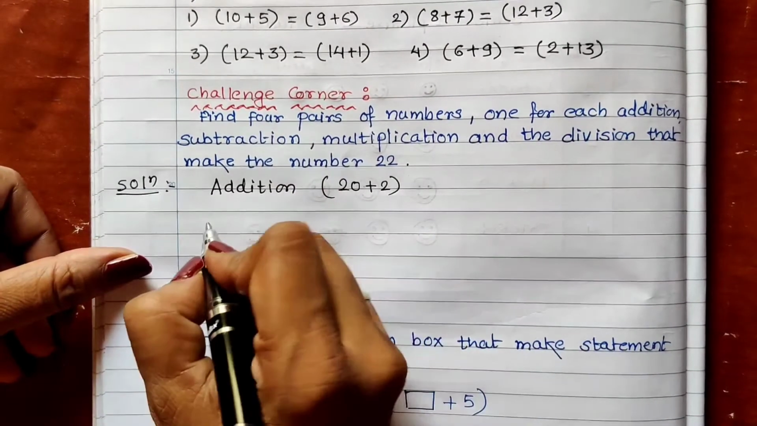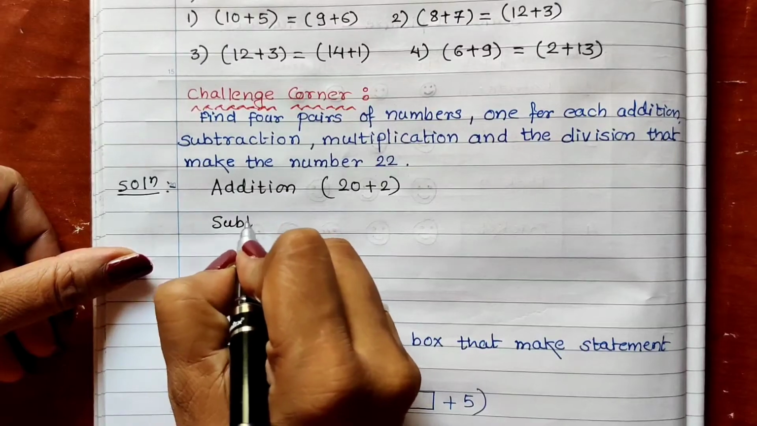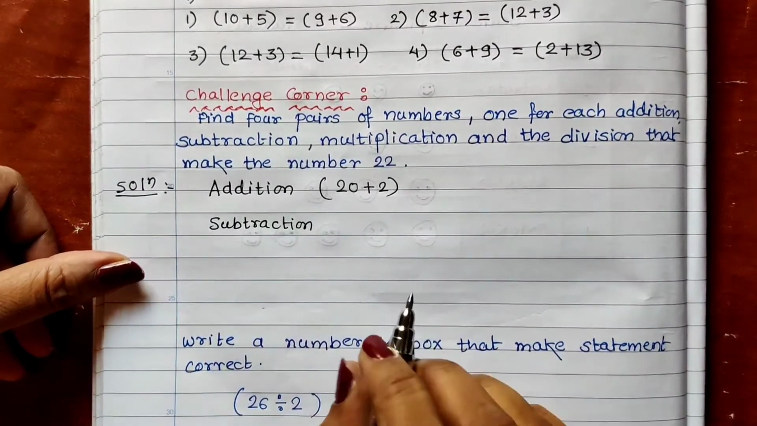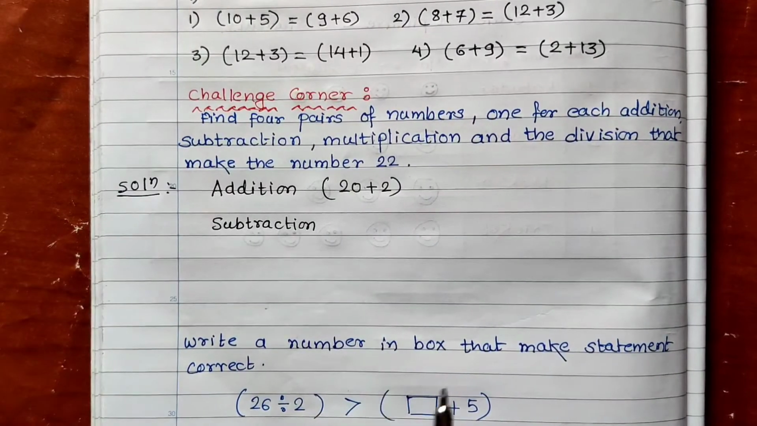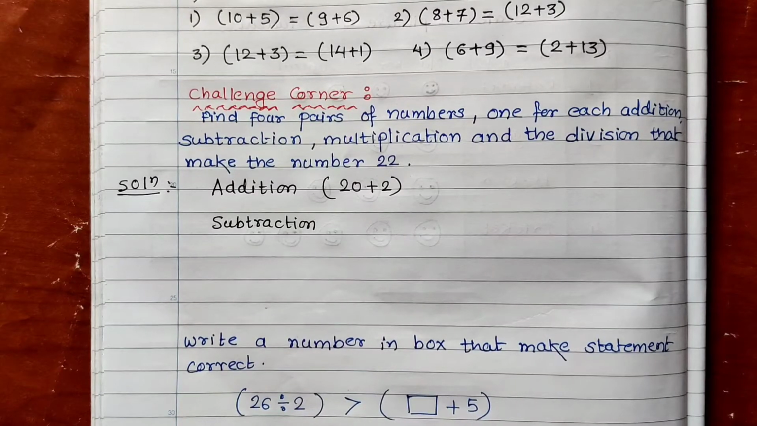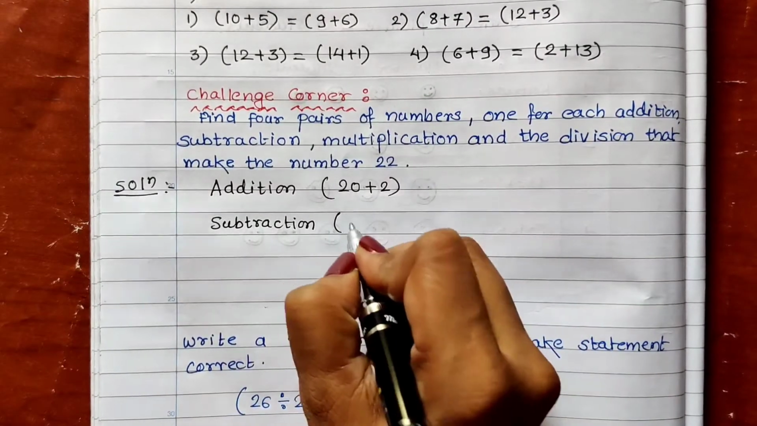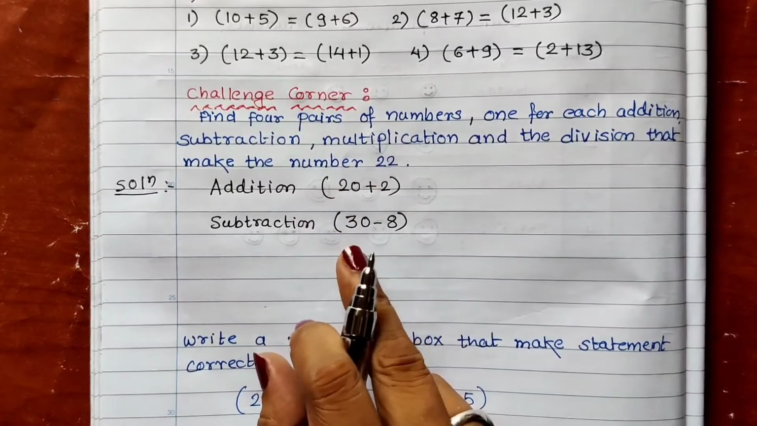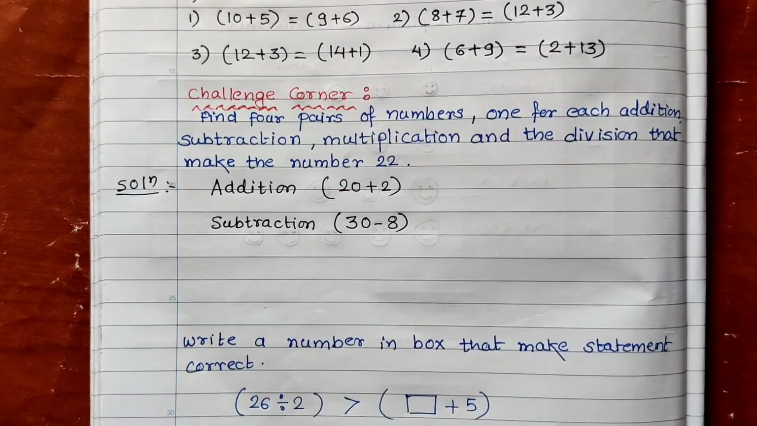Now subtraction. You can write 24 minus 2 is 22. Correct? We can write 28 minus 6 is 22. We can write 30 minus 8 is 22. So you can write any two numbers whose subtraction is 22. So 30 minus 8 is also 22.